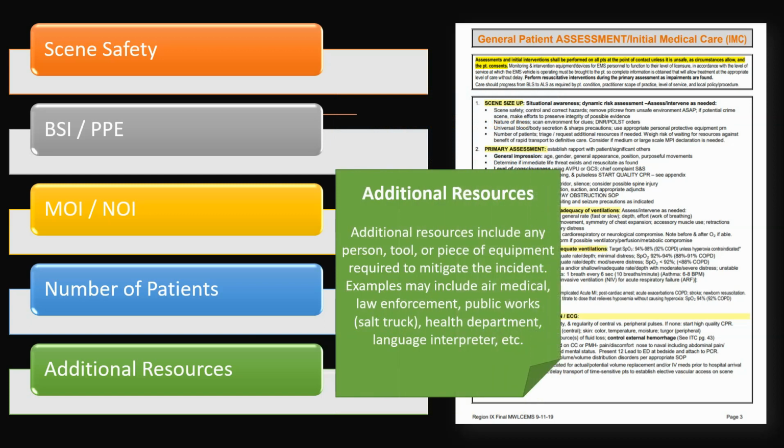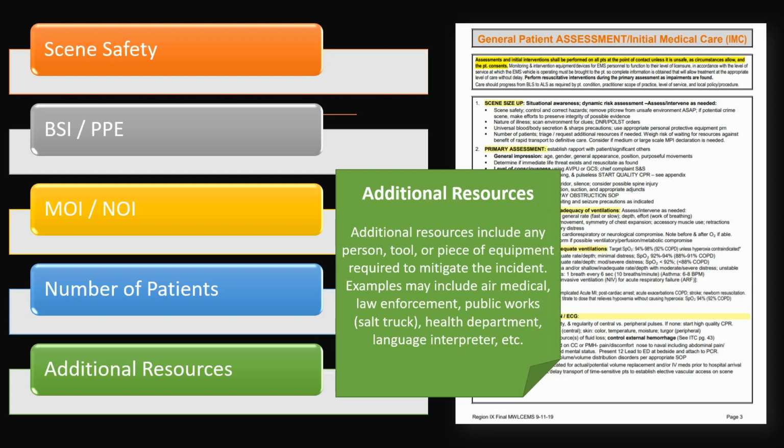And then for additional resources, again, kind of an abstract idea. Additional resources, we typically think about calling an engine or a truck to the scene, or maybe asking for a helicopter if it's a level 1 trauma patient. But really, those additional resources could include language interpreters. It could be a health department thing. It could be senior services.